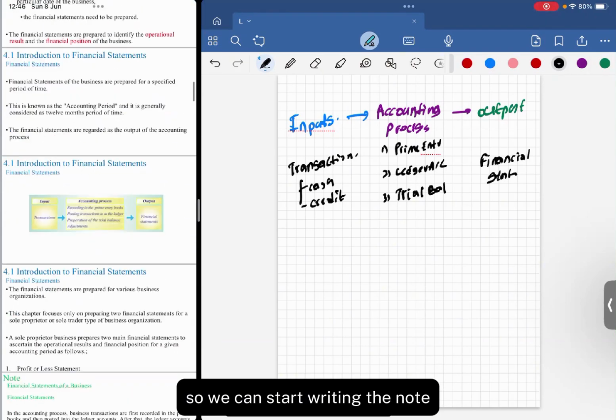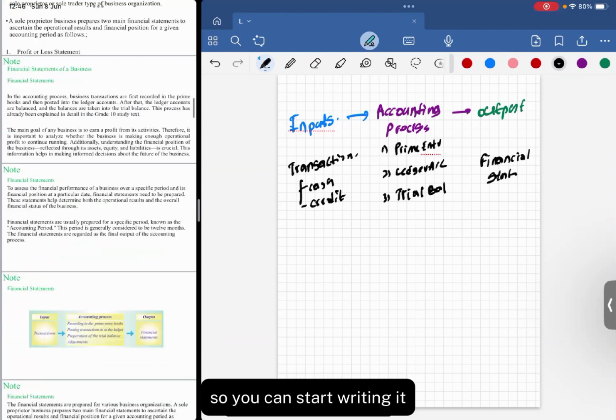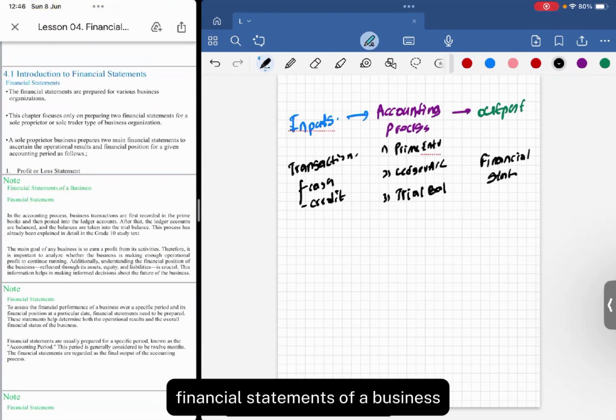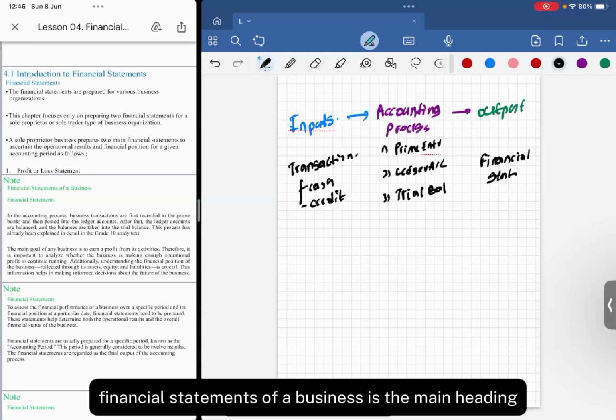So we can start writing the note. I will read it out, so you can start writing it. Financial statements of a business. This will be the main heading, and then the subheading will be financial statements.